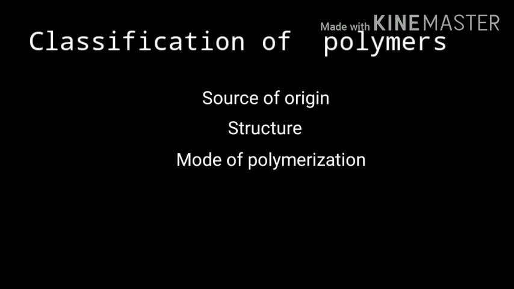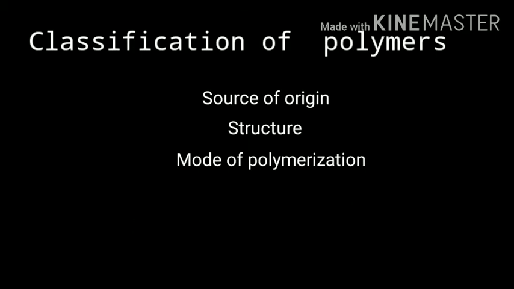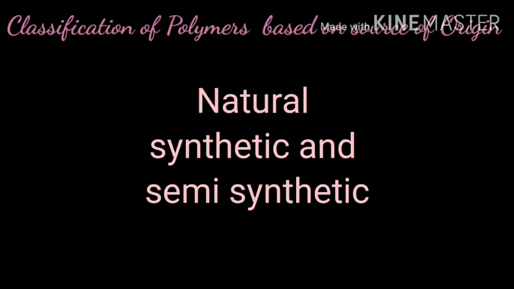Now we are going to study the classification of polymers based on the source of their origin, on the basis of structure, on the basis of mode of polymerization, classification based on intermolecular forces, on the basis of different types of monomers used, and biodegradability. First, we will start with the classification of polymers based on the source of origin. Polymers here are further divided into natural, synthetic, and semi-synthetic.